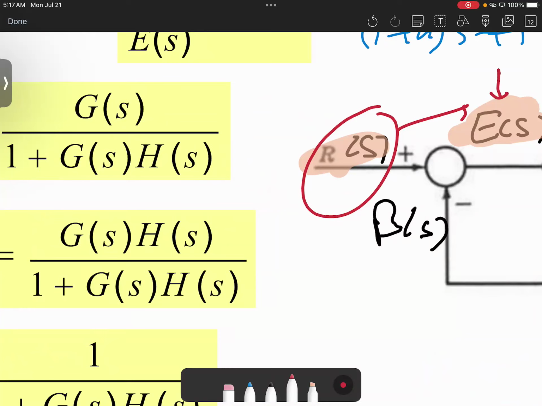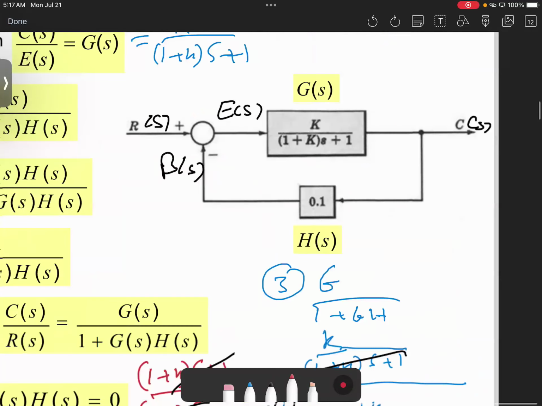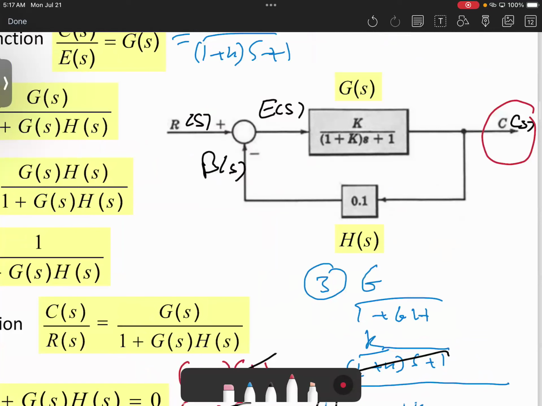My output is E of S. So the feed-forward gain is 1, the number or unity. How about the feedback? G of S and H of S, both of them are now feedback. Again, why? My observation point right now is no longer C of S. My output, or the observation point, treats E of S as the output.